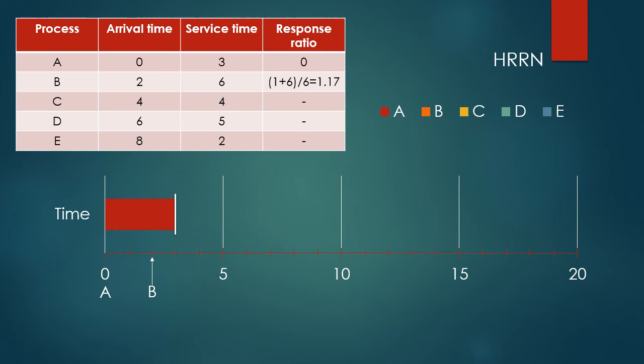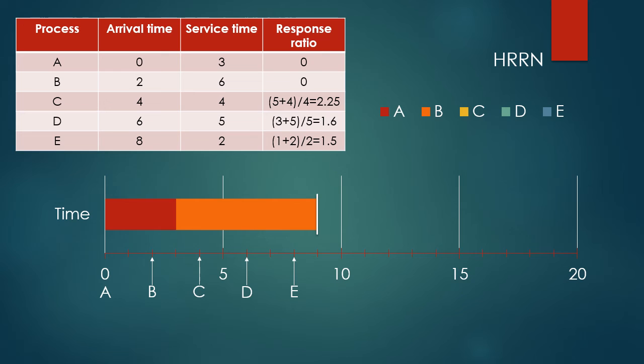At time instant 2, B arrived in the system. But remember, HRRN is non-preemptive. So A continued until it finished, and that happened at time instant 3. B is the only process in the system now. The response ratio is calculated in this way. Waiting time for B is 1, service time is 6. The response ratio comes out to be 1.17.